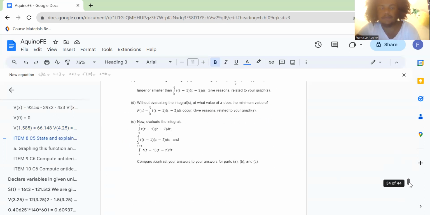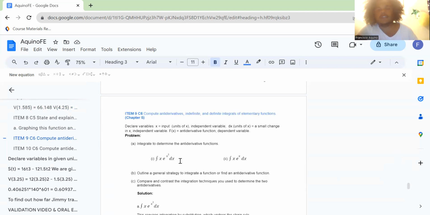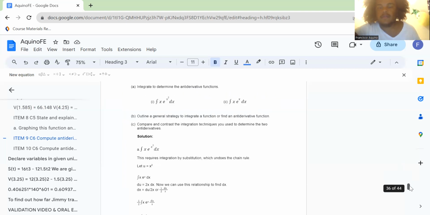Finally, I will move on to item 9. This just asks us to integrate these to determine the antiderivative functions. We have this function here. For number 1, this is a product of one variable and another function. This would require u substitution, or variable substitution, where u is x squared and du is 2x dx, which would give you the integral of x e to the u dx. But you want to find a substitution that takes care of the x and the dx. So du is 2x dx.